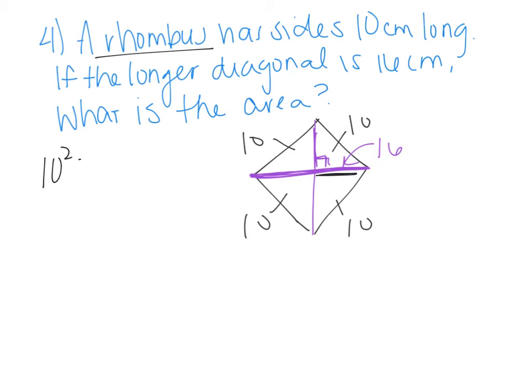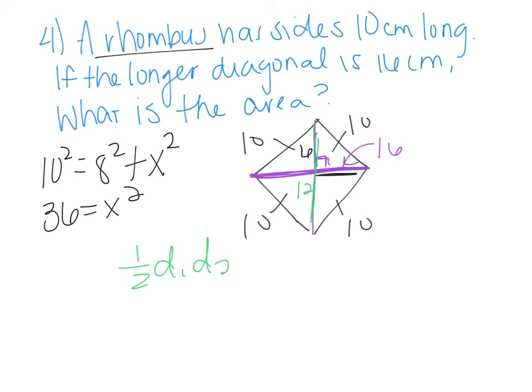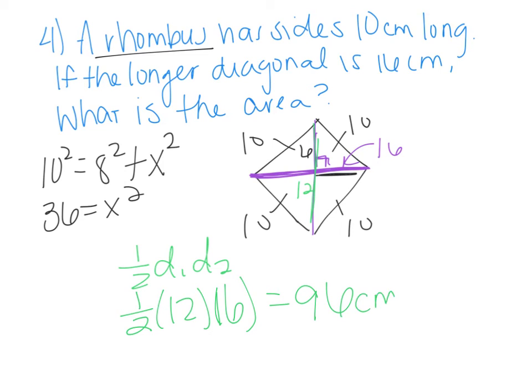So basically 10 squared is equal to 8 squared plus x squared, which basically means 100 minus 64, which turns out to be 36, and so x is 6, which means that my entire length of that diagonal is 12. And then I use my formula, 1/2 diagonal 1 times diagonal 2, and that is 1/2 times 12 times 16, and that turns out to be 96. And we have centimeters squared.